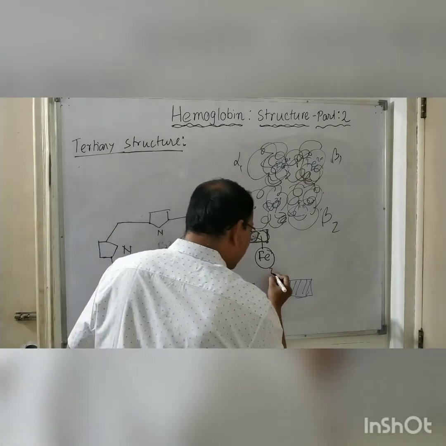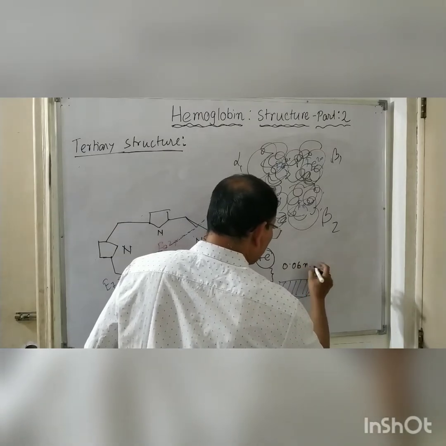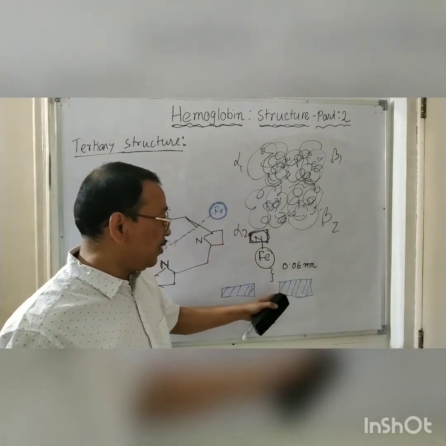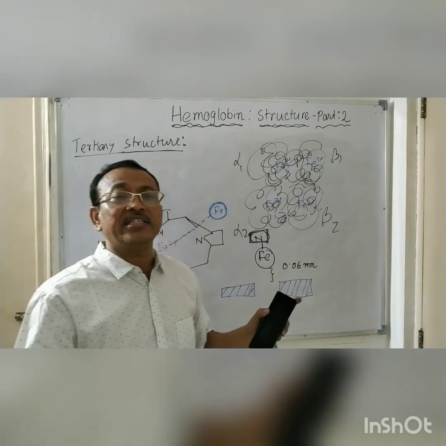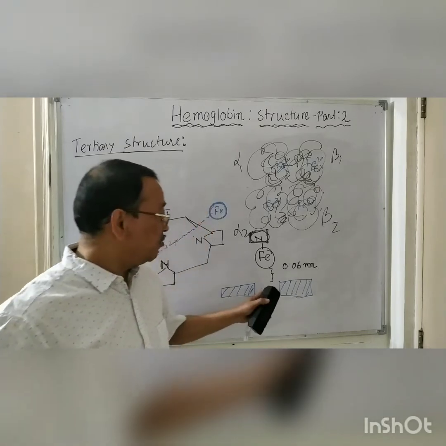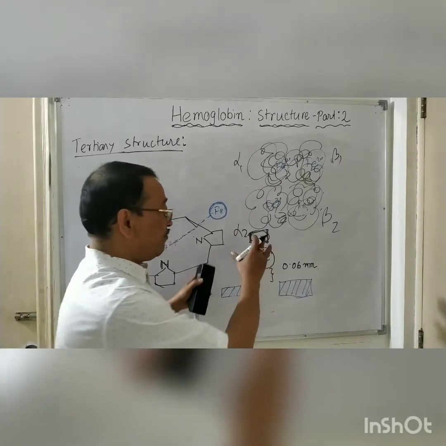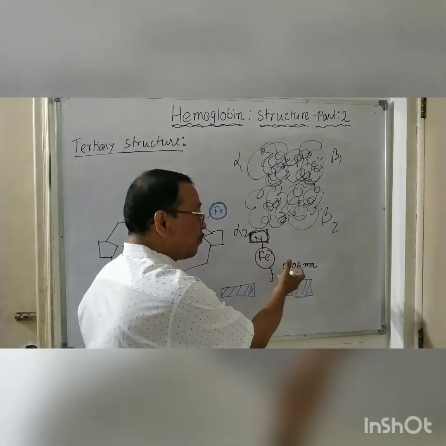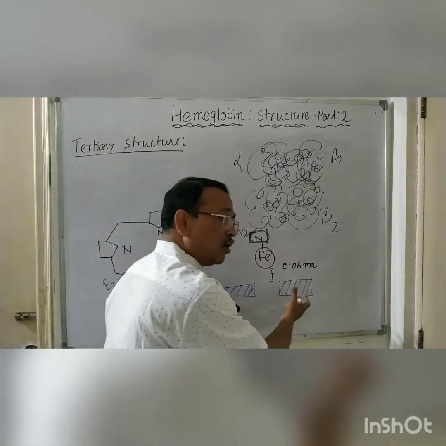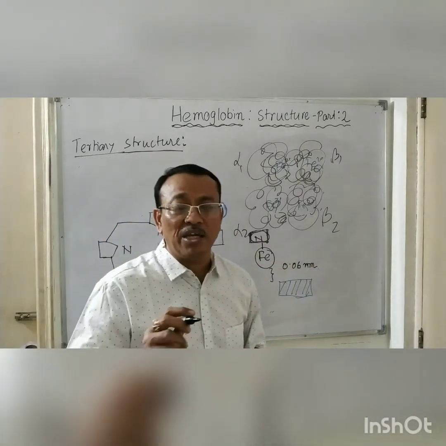This distance is about 0.06 nanometer above this plane. It lies 0.06 nanometer above the plane once the hemoglobin is in the deoxygenated state. So once the hemoglobin is present in the deoxygenated state, the ferrous ion lies 0.06 nanometer above the plane of the heme ring. So this is all about the tertiary structure of the hemoglobin.